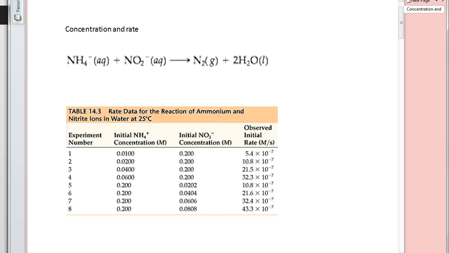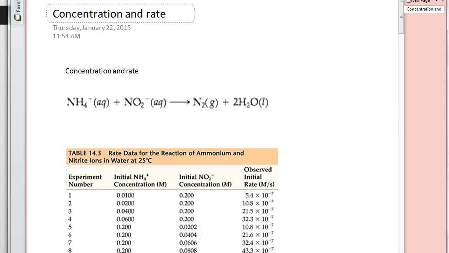Ladies and gentlemen, we're going to be talking about the idea of concentration and rate today. As you remember, concentration is typically measured in molarity. We put it in brackets. And rate we typically measure in molarity per unit time. Could be molarity per second, molarity per minute, molarity per hour, and so on.